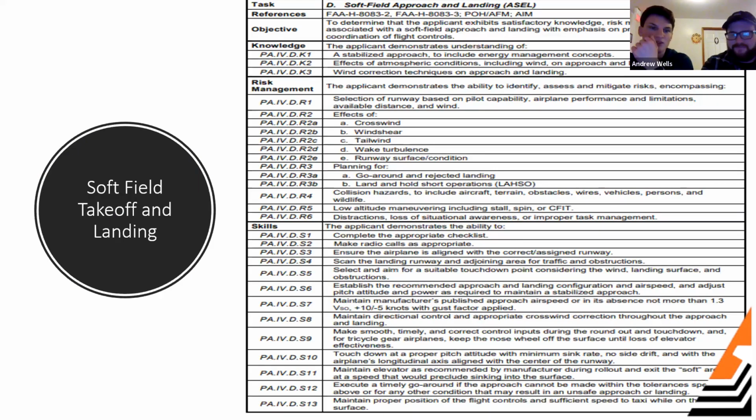So, soft field takeoff and landing. As Joe said, these are the standards. It's almost like a normal approach and landing for the most part, even with the standards. It's just that last bit where you want to keep that nose protected and maintain a minimum sink rate. And you can see for tricycle airplanes, keep the nose wheel off of the surface until loss of elevator effectiveness. That yoke is all the way back, and once that nose wheel comes down, that's when you've lost that elevator effectiveness because there's not enough air blowing over the wing.